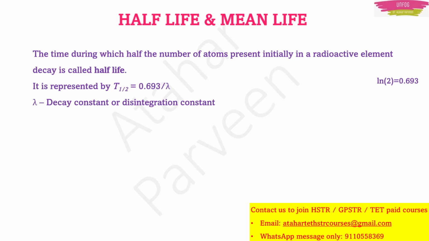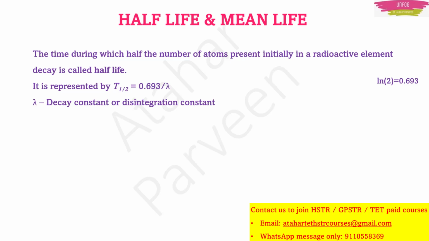Let's talk about half-life and mean life. Whenever we read about radioactivity, it is a must that we understand half-life and mean life, right? First of all, the time during which half of the number of atoms present initially in a radioactive element decay is called half-life. See, if you have 10 atoms initially, the time during which the 10 atoms will become 5 atoms is called half-life for that radioactive element. How do you represent it? You represent it by T half, with half written as a subscript below T.